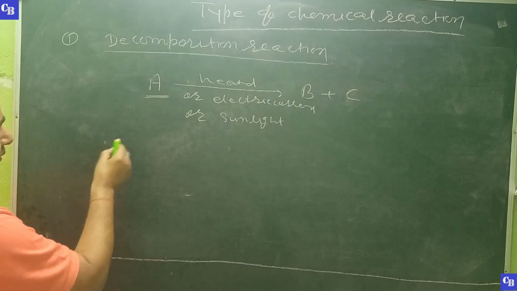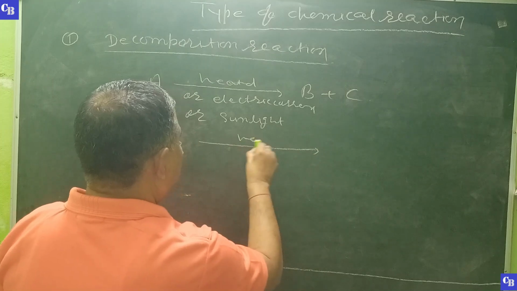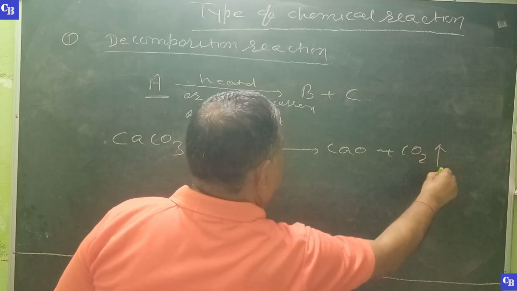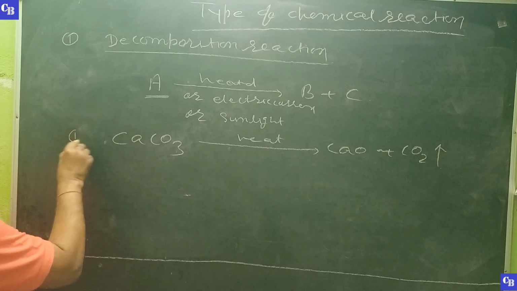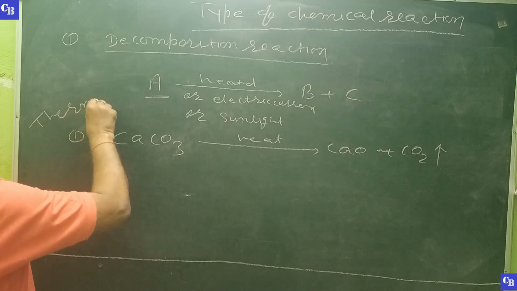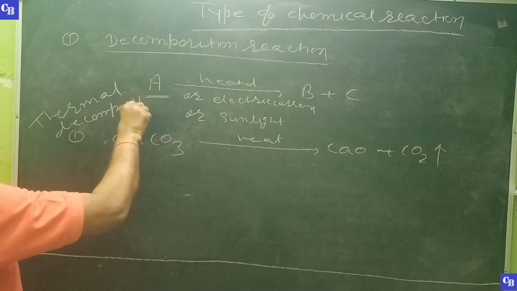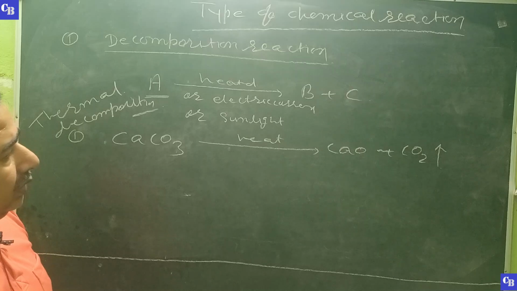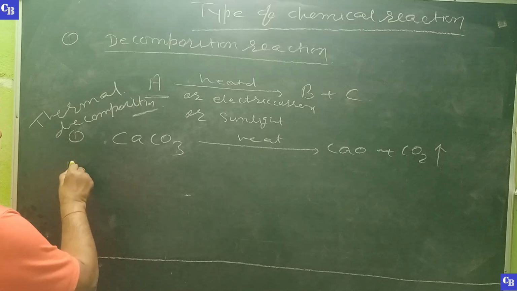Suppose calcium carbonate, CaCO3, is heated, then it forms calcium oxide and carbon dioxide gas is evolved. It is the decomposition reaction, also called thermal decomposition reaction, because this decomposition is carried out by heating.